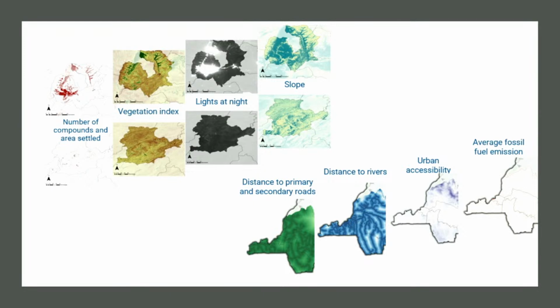So typically, a vegetation index here, you compute it at the raster, at the grid cell level.